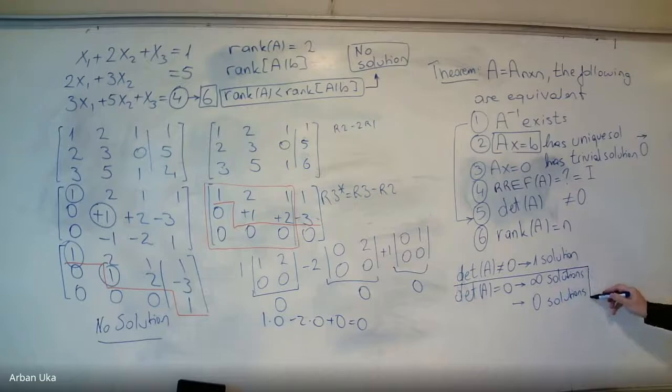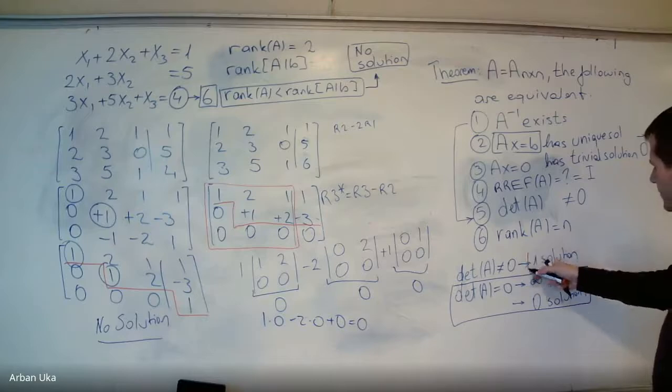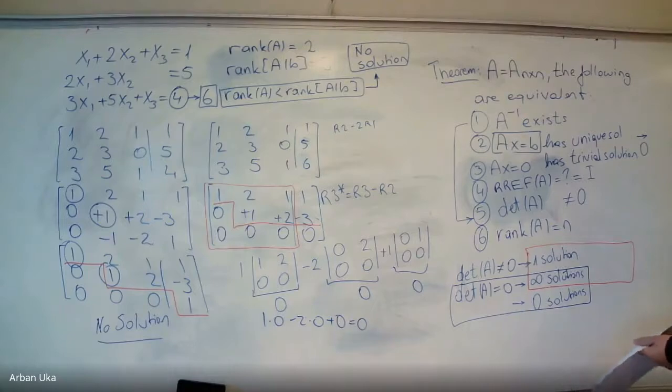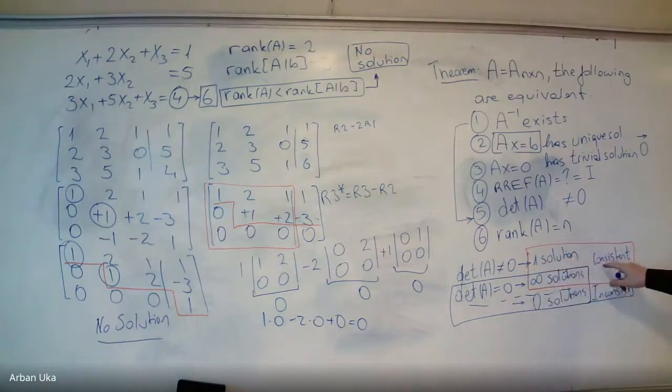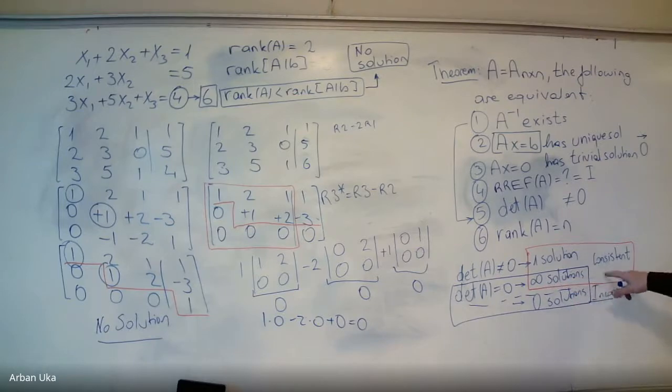So, this is what we have here, but this is what we have here. So, this is consistent, and this is inconsistent. Let me see, I think we can do it like this. So determinant different from 0, it is consistent. One solution, determinant equal to 0. We can have infinite number of solutions, which makes it consistent.